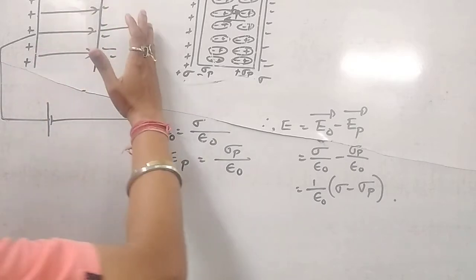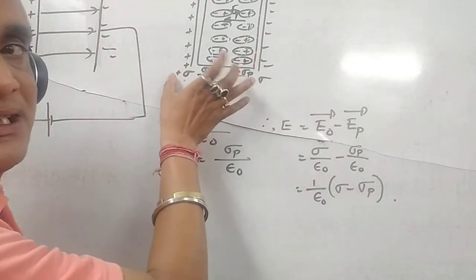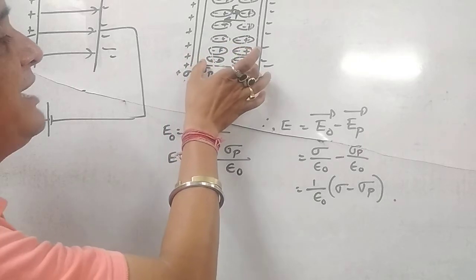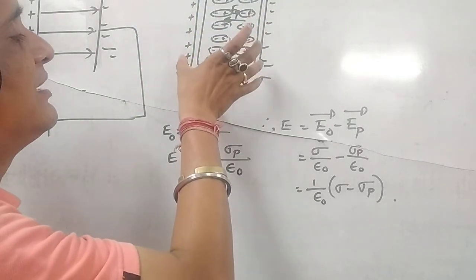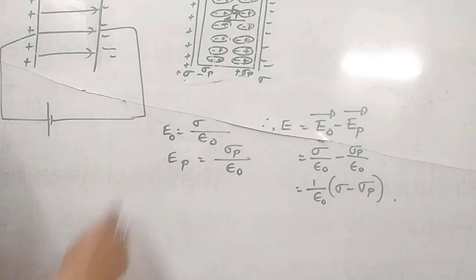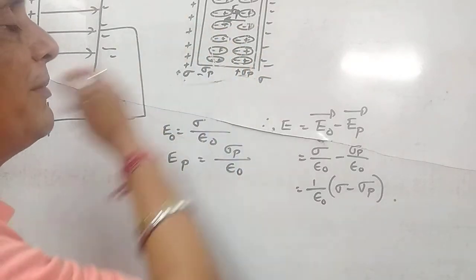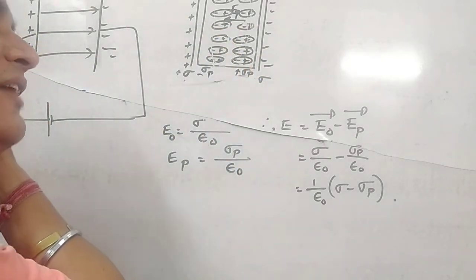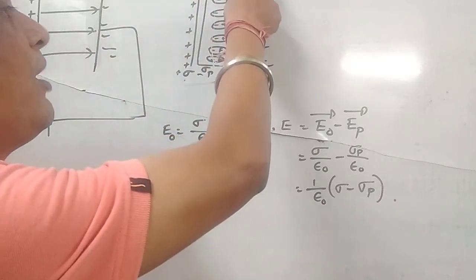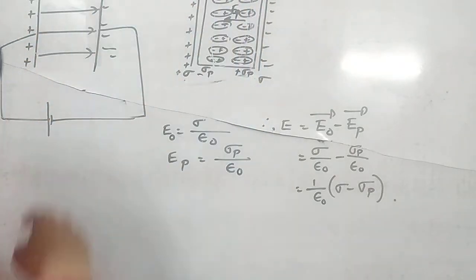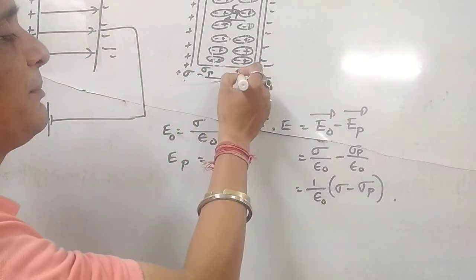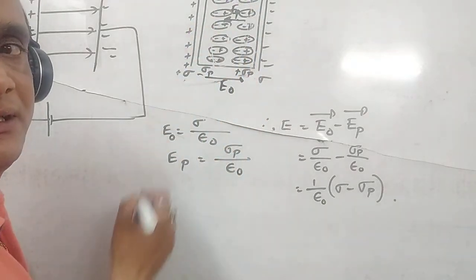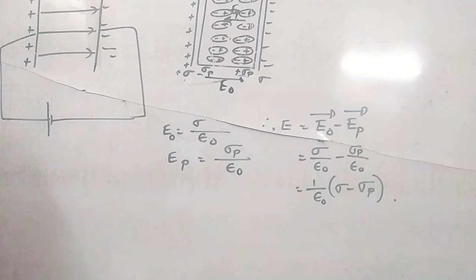Now when you place this dielectric, a non-polar molecule, inside the capacitor, what will happen? They will create a dipole moment among themselves, which is opposite to the direction of the applied electric field, this E_P. They are opposite to the direction of the applied electric field.